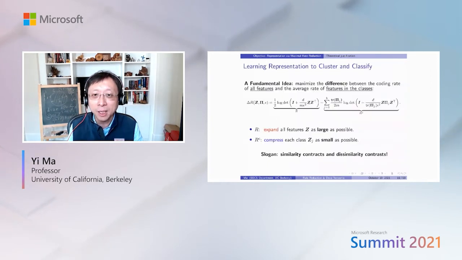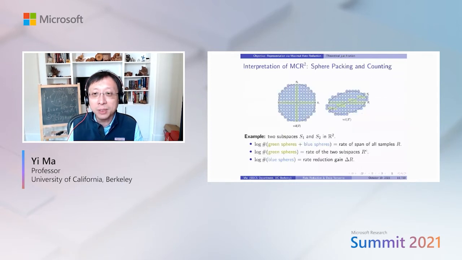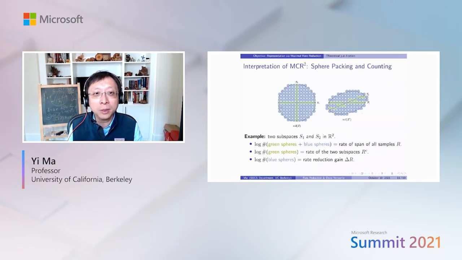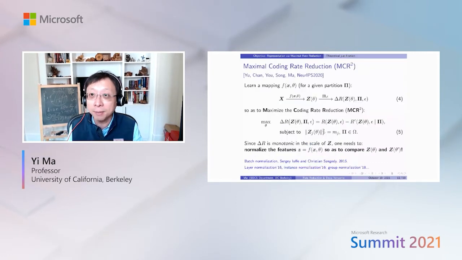into the space. And the second term is precisely: if my data lies on two lines or two low-dimensional subspaces, I only need those green balls, right? The number of green balls in order to pack the data. Therefore, the delta R, which we call the rate reduction, is precisely the number of blue balls, the space in between that gets counted by the epsilon ball, right?